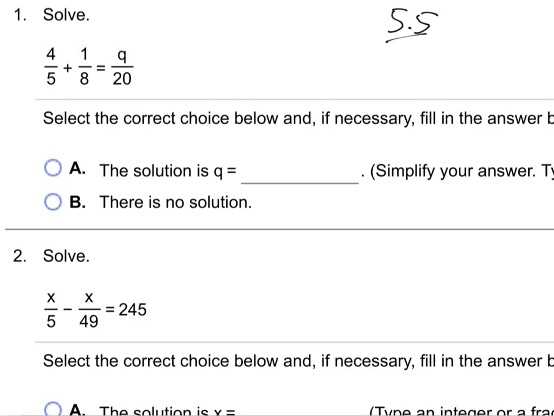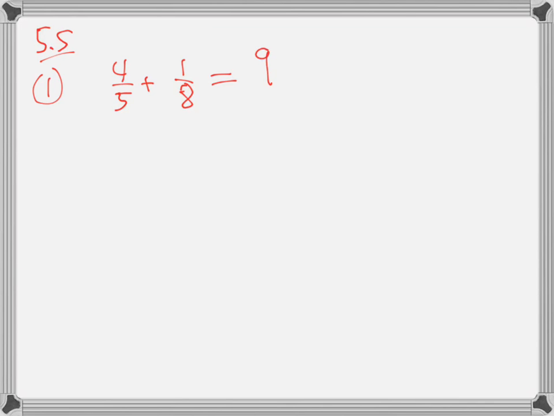All right, 4/5 plus 1/8 is Q over 20. Okay, so we're supposed to solve that problem for Q. So this whole chapter is about fractions. They call it rational expressions, rational ratio fraction. It's a fancy way to say fractions. So this whole chapter is messy. It's all about fractions. So what do you do when you have fractions?